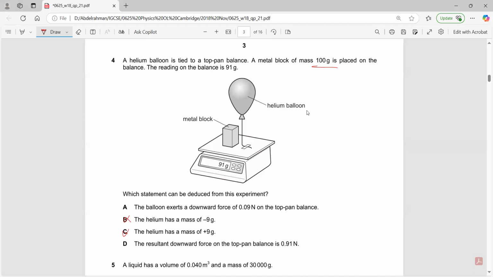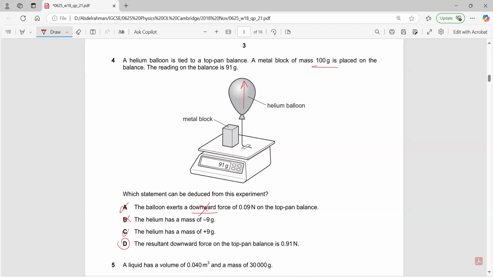The helium has a density which is less than the air, and therefore this balloon wants to rise up, which is creating an upward force on the balance. There's an upward force exerted by this helium balloon. So A is incorrect. Why? Because it says the balloon exerts a downward force. No, it's actually exerting an upward force on the balance. The remaining answer, which is D, is the only correct answer.